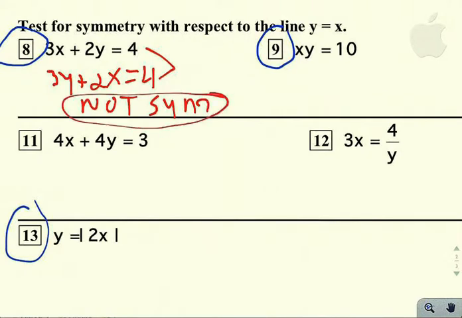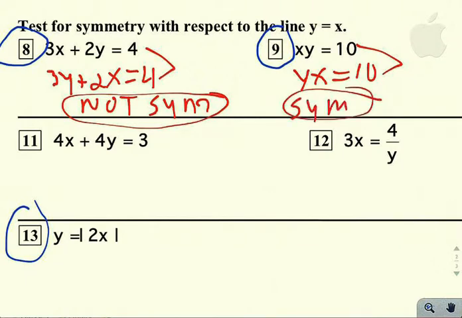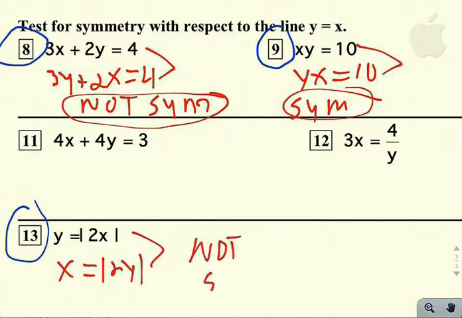In number 9, yx equals 10. They are equivalent. So we would have symmetry with respect to y equals x. In number 13, x equals the absolute value of 2y. They are not equivalent. So they are not symmetrical with respect to y equals x.